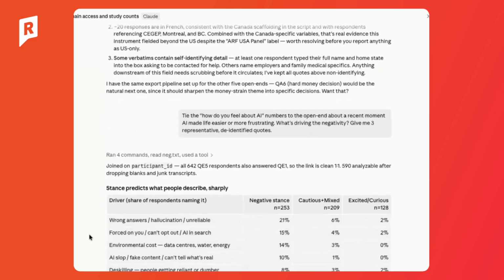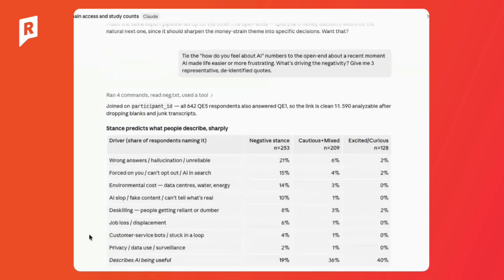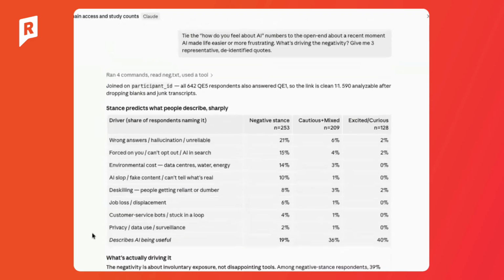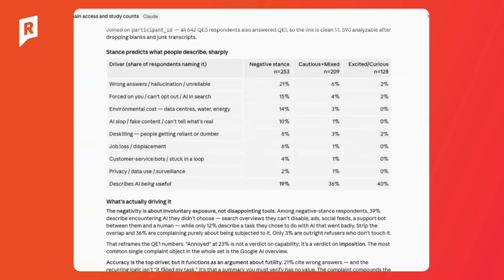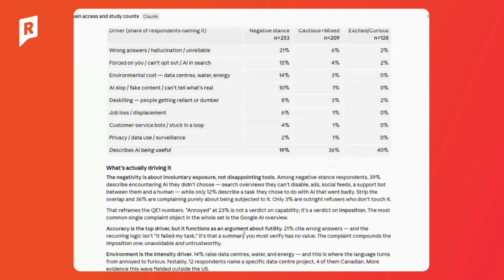Okay, so it has joined the 2 questions based on the participant ID, and I can see here the different stands: negative, cautious, excited. And then below it gives a readable summary. The negativity is about unwanted exposure, not disappointing tools. Accuracy is a top driver, but it functions as an argument about futility. Environment is the intensity driver.